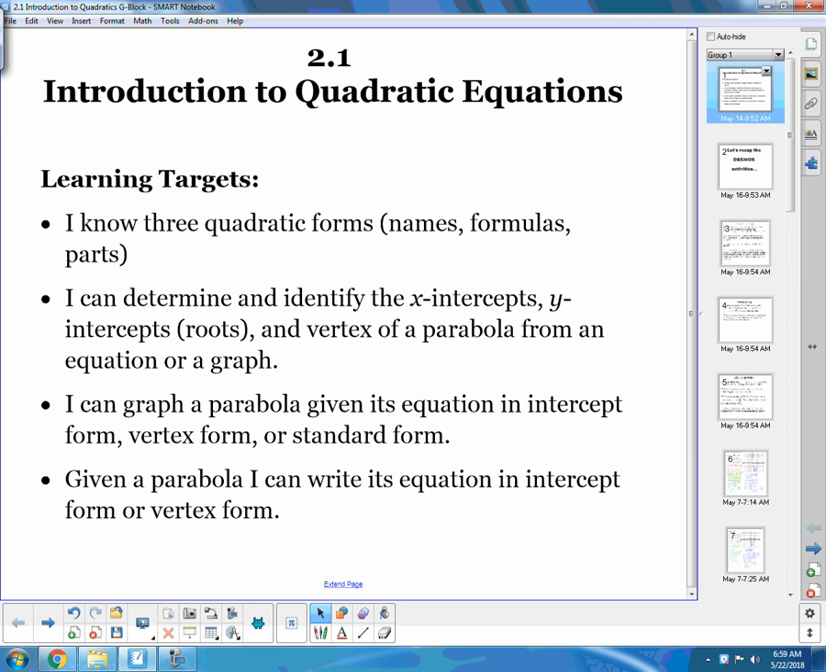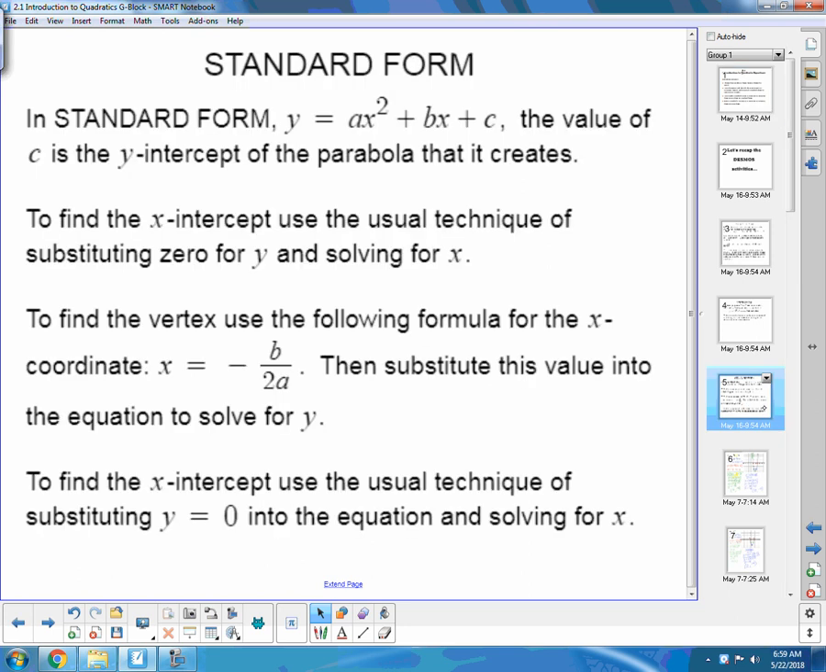The quadratic form we are specifically going to work with is the standard form, y equals ax squared plus bx plus c. The materials you're going to need to follow along with this lesson are the summary sheet for standard form, which looks like the slide you're looking at now, and the standard form problem set that you can get from the teacher who is substituting for me today. So make sure you have those two things.